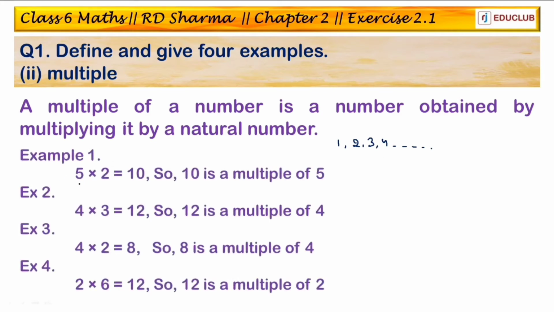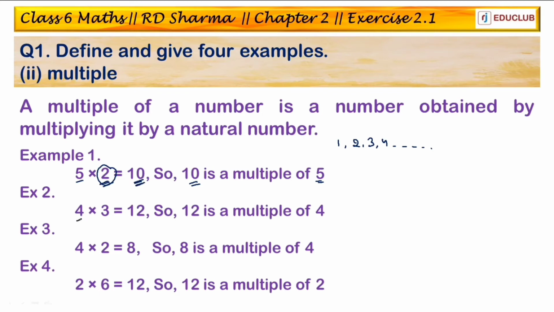If I am multiplying 5 by 2, then we are getting 10. So 10 is a multiple of 5. 5 we are multiplying by a natural number 2, so we are getting the result 10. So 10 is a multiple of 5.